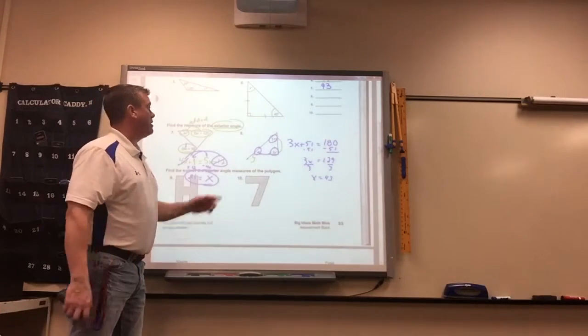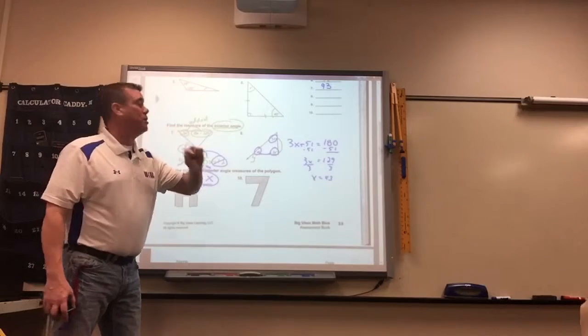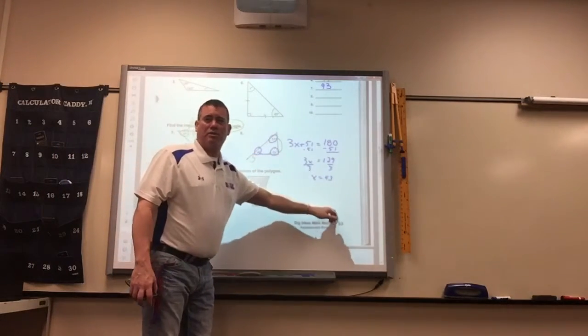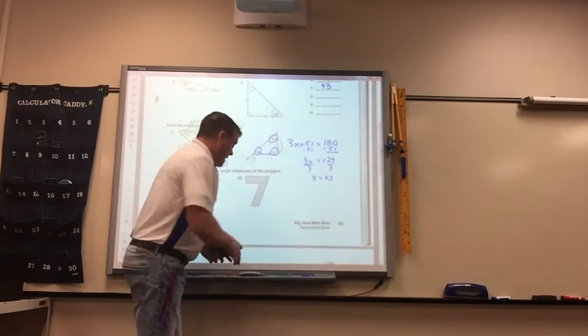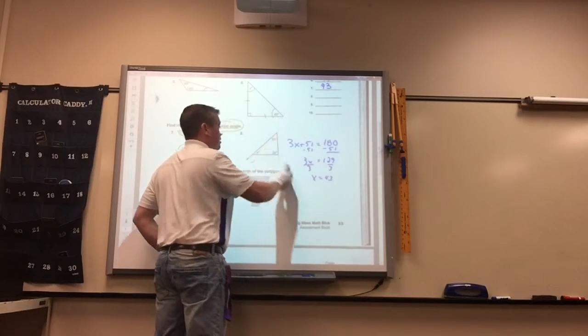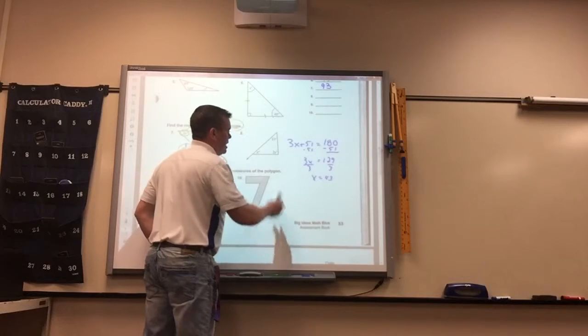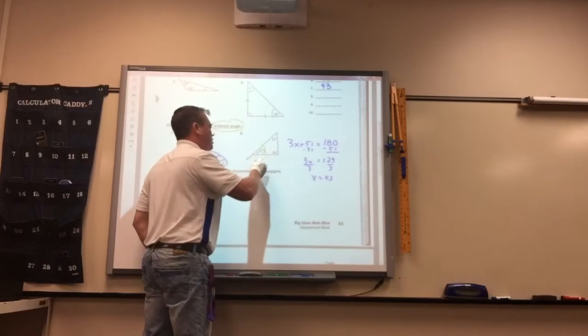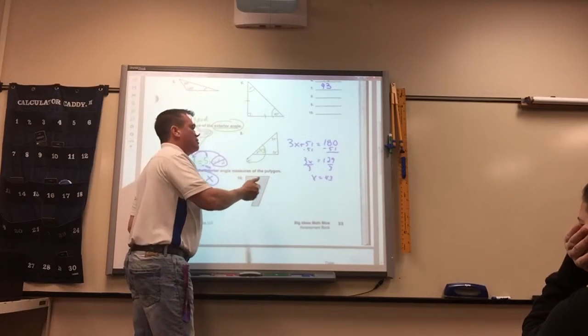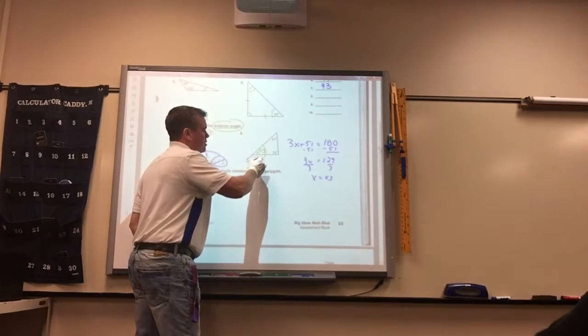It is, but we didn't find the exterior angle. I'm just showing you if they asked you to solve for x, this is what you do. Now, what you could do is find the exterior angle. If this is 43, what would you do to find the exterior? Subtract it from 180, and it'd be 137.